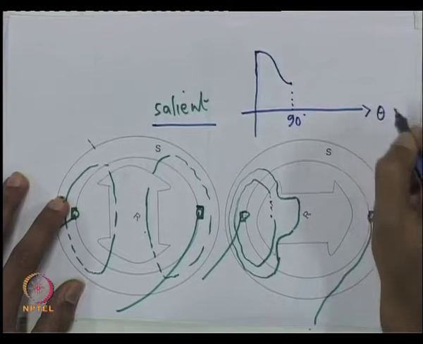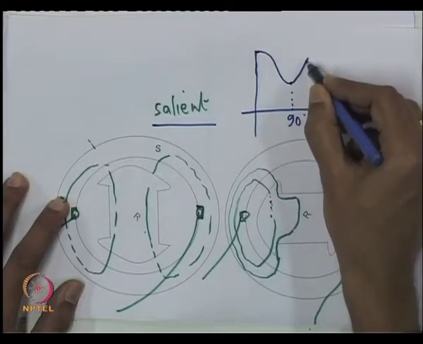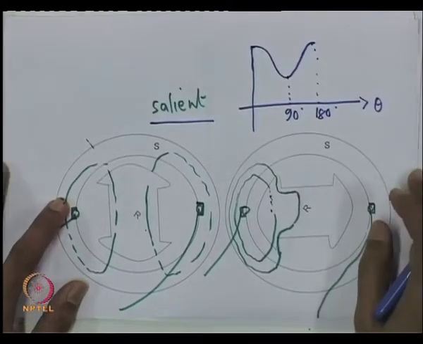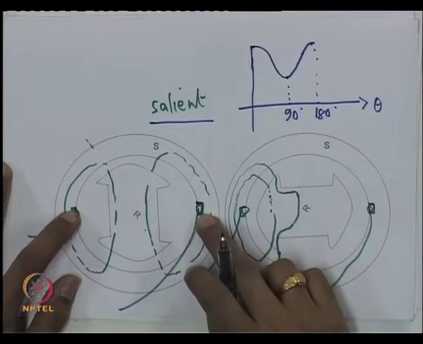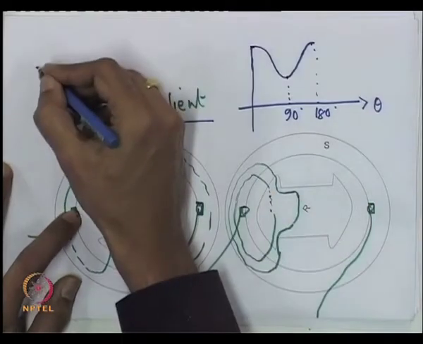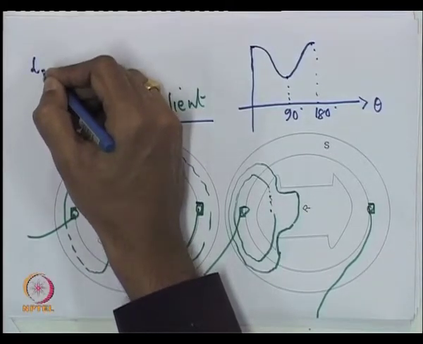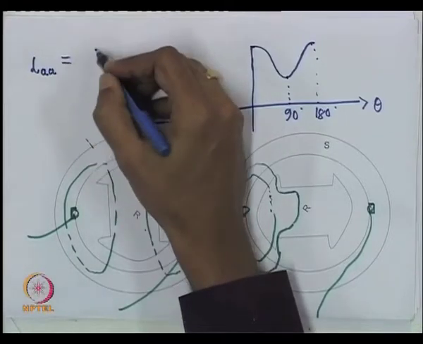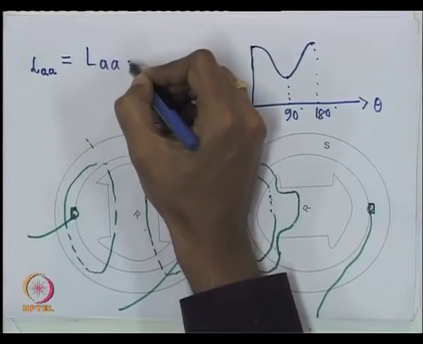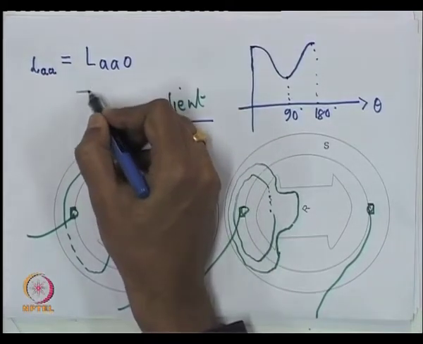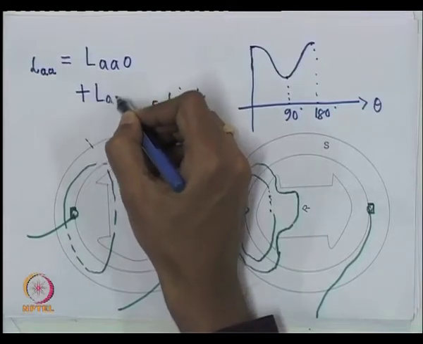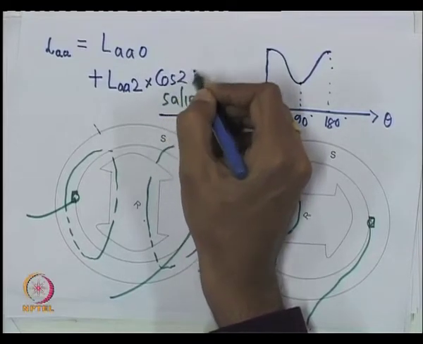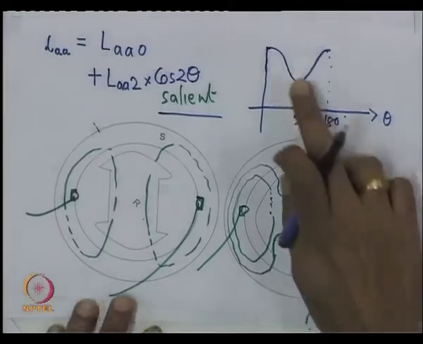so, this is theta, and then maximum again when it is 180 degrees. So, one can expect that the self inductance of the A winding in general will be of this form. The self inductance of the A winding is equal to L A 0 plus some other term L A 2, let us say, into cos of 2 theta. So, our variation will be something like this.